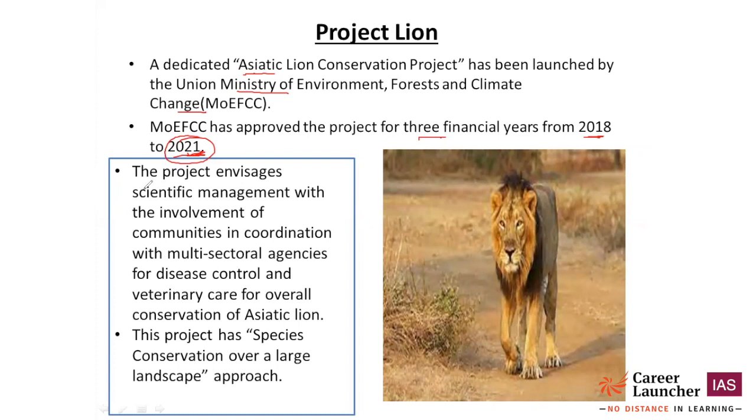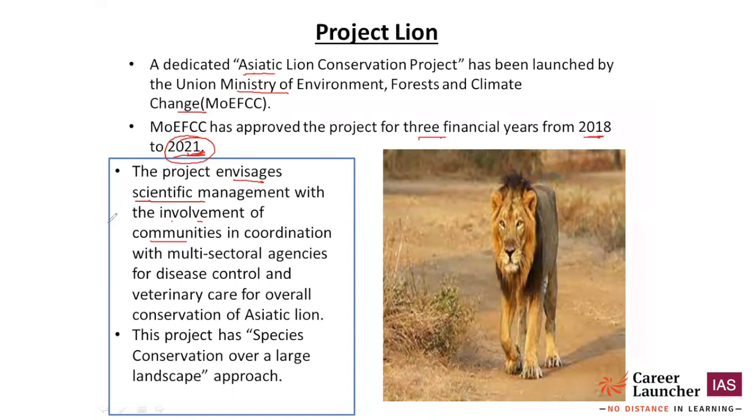Okay, now let's talk about some points about the project. The project envisages scientific management. Okay, what is an important objective of this project? Scientific management with the involvement of communities. See, for the protection of any of these species or natural habitat, we require local people. Their coordination is very important. Their involvement is required because they know very well about the particular species: what its movement is, its core area, where exactly it spends most of its day. The local people know all of this better.